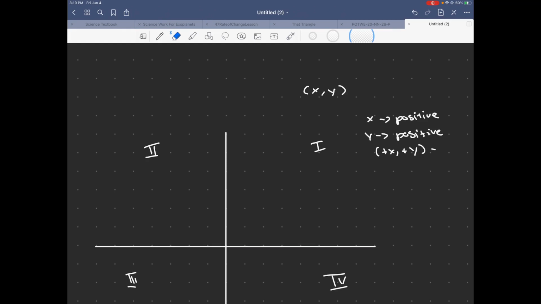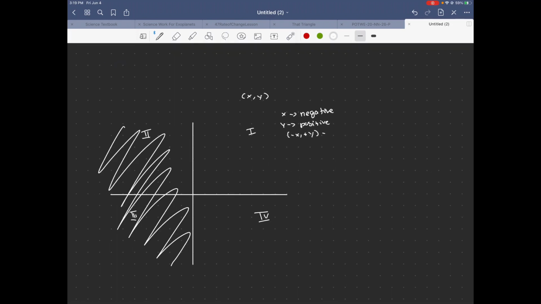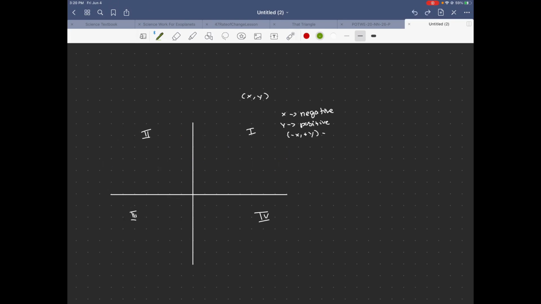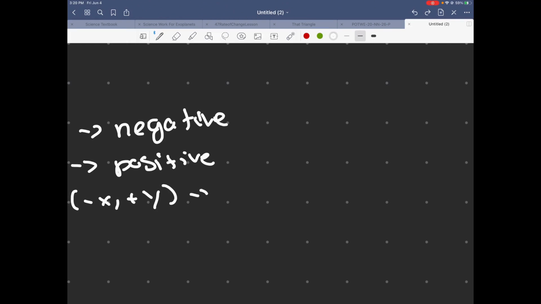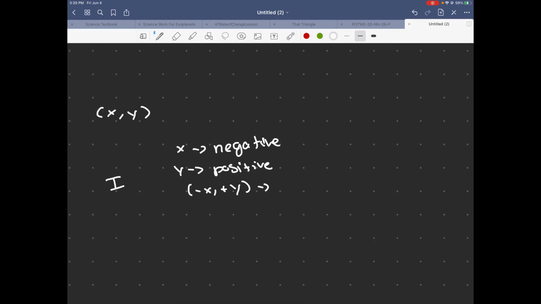But what if x was negative? Well, if x was negative, that would mean that it would be here, the negative side, and in the positive side of green. Now these intersecting sections, the only one that has green and white is the second quadrant, since it has negative x values and a positive y value. So we're going to say that this belongs in the second quadrant.